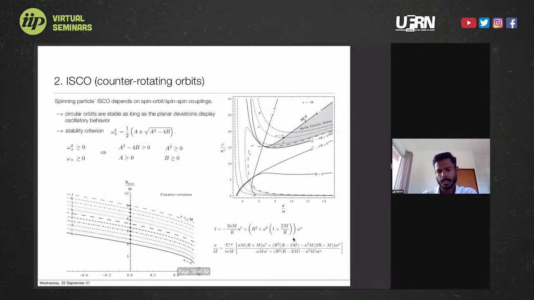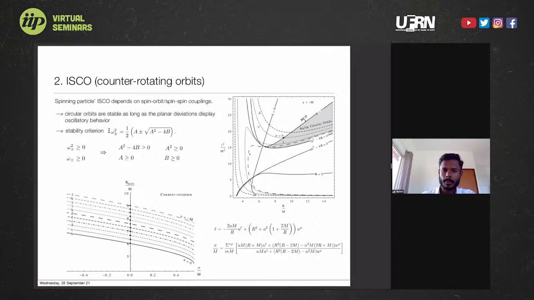Now let us get into the second interesting result, which is the innermost stable circular orbit. We all know that when a test mass is orbiting the Schwarzschild spacetime, the ISCO is a standard result, which is 6m. If the particle is spinning and orbiting around the Schwarzschild spacetime, the ISCO varies depending on the spin of the particle. And here both the objects are spinning, which is much more complicated: the spin of the particle as well as the spin of the black hole. Therefore, the ISCO depends on the spin-orbit as well as spin-spin couplings.